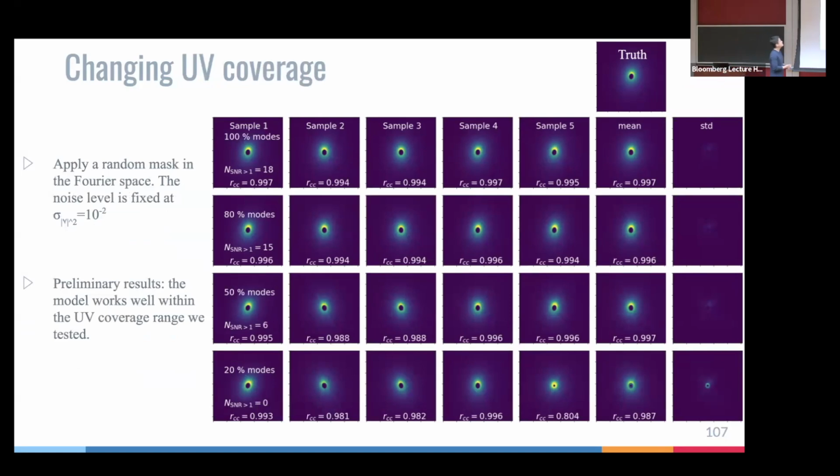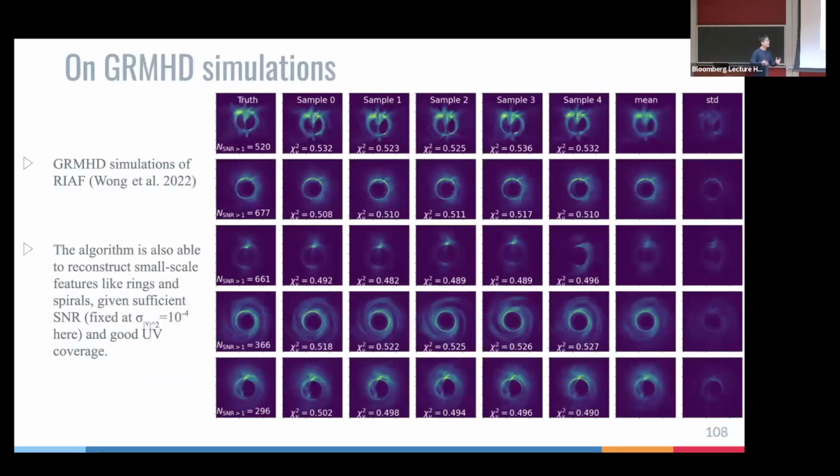We also try changing the UV coverage. So here, from the bottom, we observe all the modes, and we decrease the number of modes, and this doesn't have a significant effect on our reconstructed images, unless we go to 20% of the modes, then we begin to see some effect. And those are on analytical disk profiles, so very smooth.